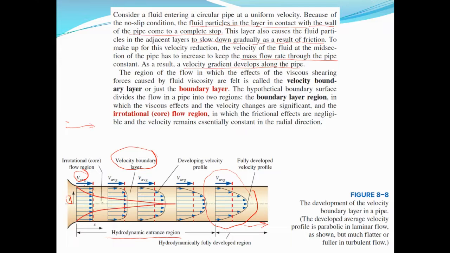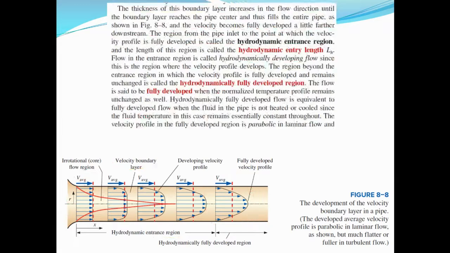And this is the boundary layer, and the region here is called the irrotational or inviscid flow region, in which the frictional effects are negligible, and velocity remains essentially constant in the radial direction. We are going to develop some formulation for the velocity profile and see why it is parabolic. Did we just assume parabolic, or can this be supported mathematically?